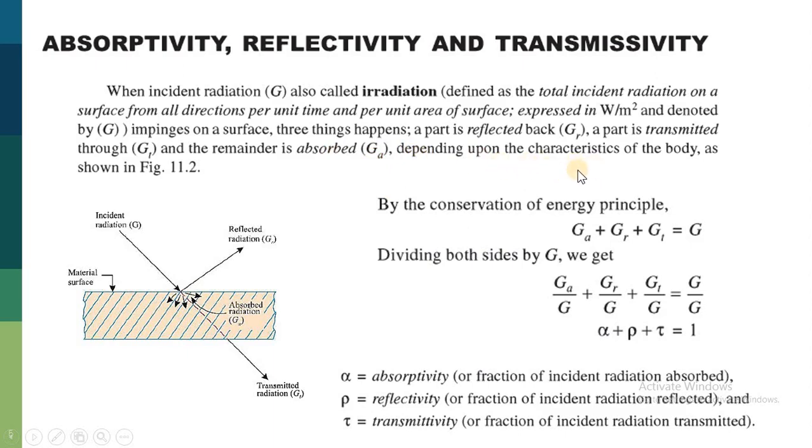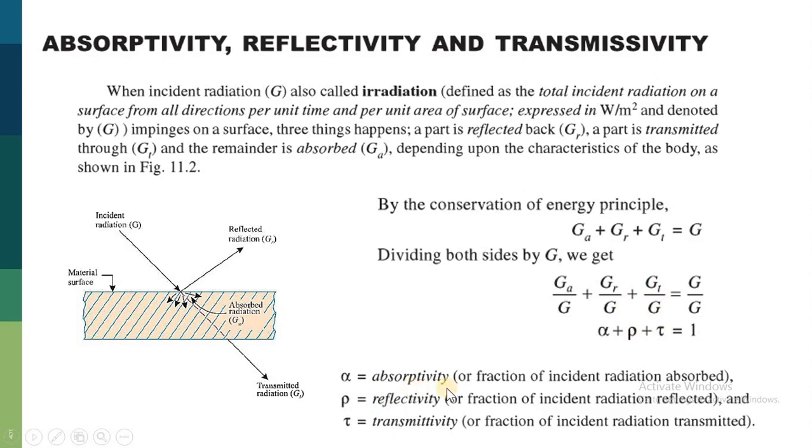It also depends on the nature of a body. Whenever the radiations are falling, either they get reflected, or absorbed, or transmitted. Then according to the conservation of energy principle, the total amount of incident radiation may be divided into three parts: absorbed, reflected and transmitted. If we divide it by G on both sides, here you will get 1, and this ratio is called alpha, this ratio is called rho, and this ratio is called tau.